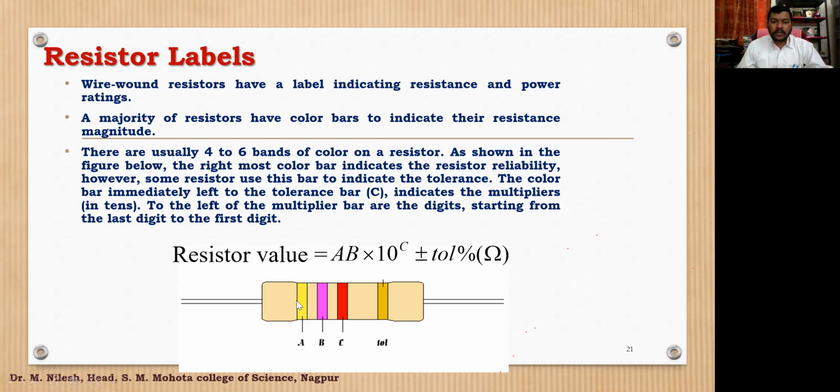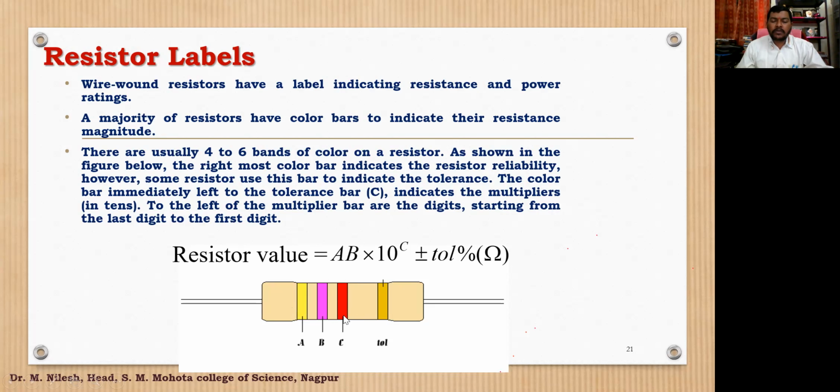How are we going to calculate this? We have some bands on this resistance. Generally we have 4 bands on those resistances, like it is written over here: A, B, C, and the last one is the fourth band, which we call the tolerance band. The main bands are these 3 bands, which we call A, B, and C.